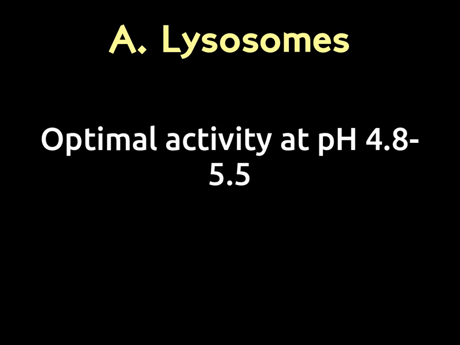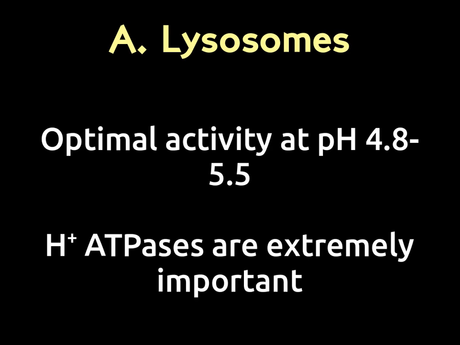One other thing, they tend to have an optimal activity of all the enzymes in there at a very low pH, somewhere between 4.8 and 5.8. So this is fairly acidic, and to maintain this pH, we have to have a fairly active method for moving protons into the lysosome. So proton ATPases are an important transport on the membranes of these organelles. Okay, I think that's pretty much where I left off, so I'll start going slower.